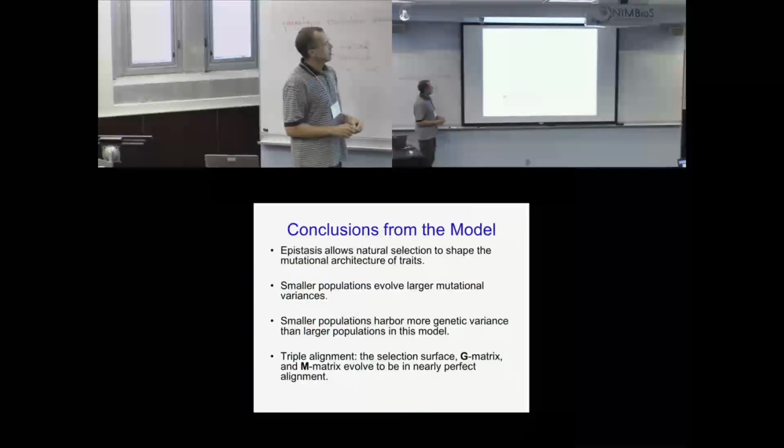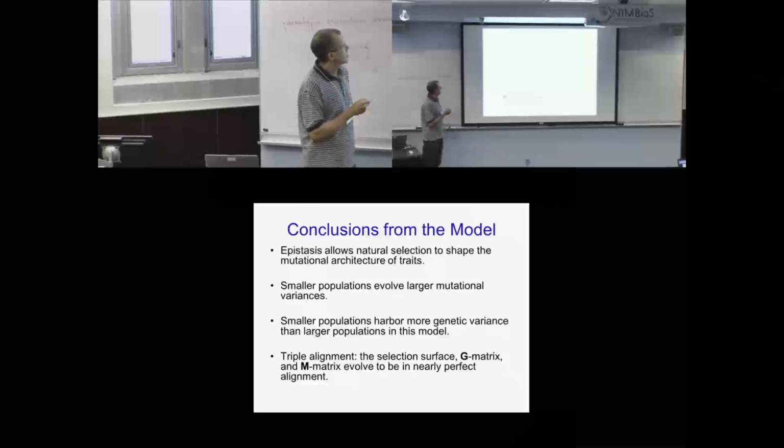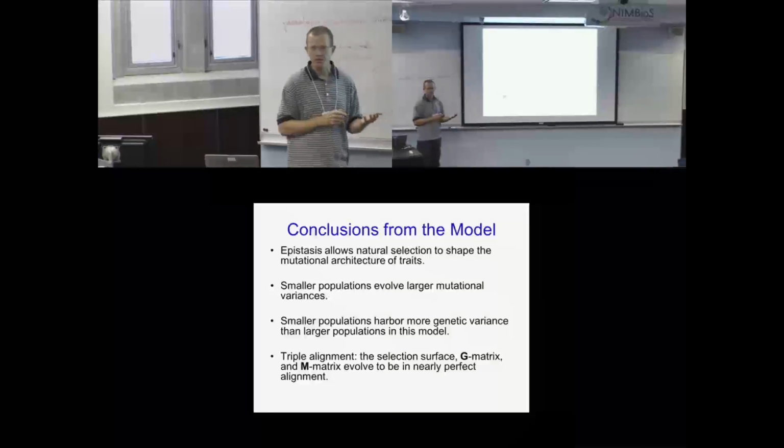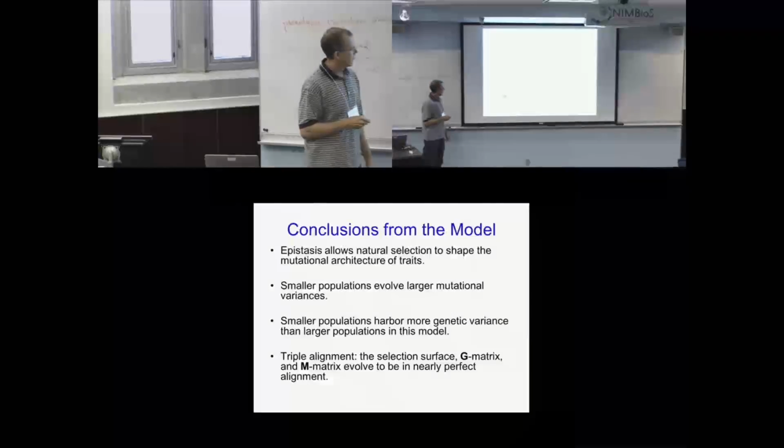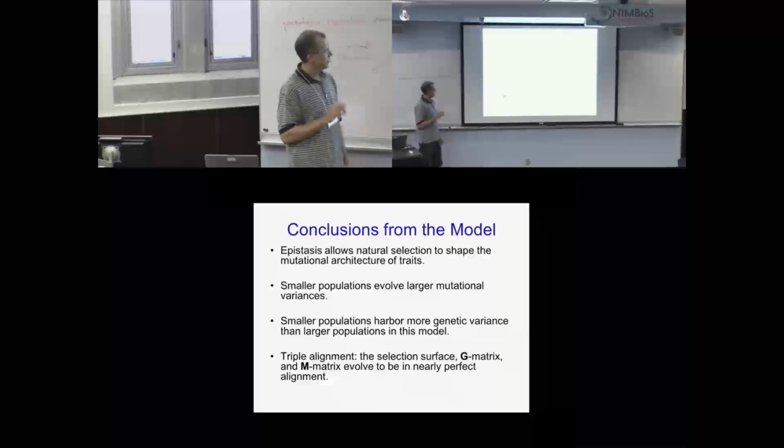All right. So that's pretty much all I wanted to say about epistasis, but epistasis allows the mutational architecture to evolve, and when we allow that, natural selection actually shapes that mutational architecture. There's still a lot that we need to figure out about this model, right? So we have some results, but there's still a lot to learn. Smaller populations evolve larger mutational variances. Smaller populations harbor more genetic variance than larger populations in this model, so it's a pretty substantial departure from the strictly additive model. And then we see this triple alignment. The selection surface, G matrix and M matrix evolve to be in near perfect alignment.